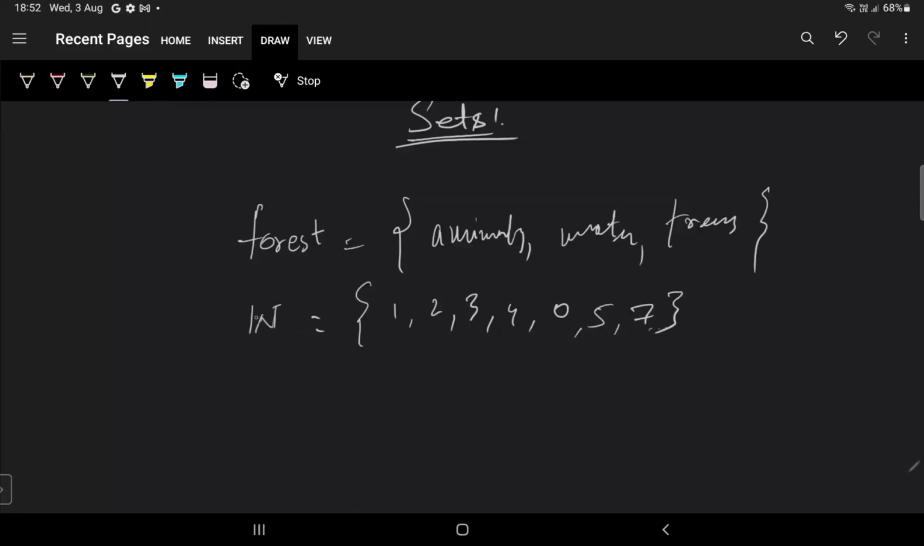Hopefully everyone knows this, right? So a whole number is just, we start from 0 and all the integer values. 0, 1, 2, positive integers plus 0 is your whole number. All positive integers are natural.